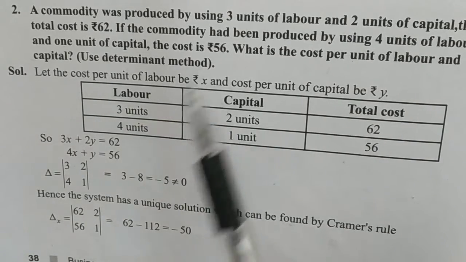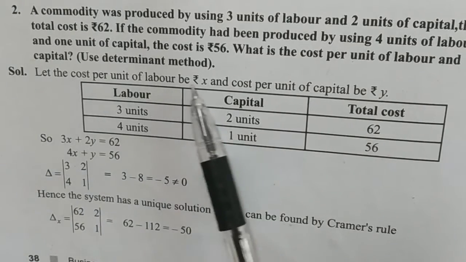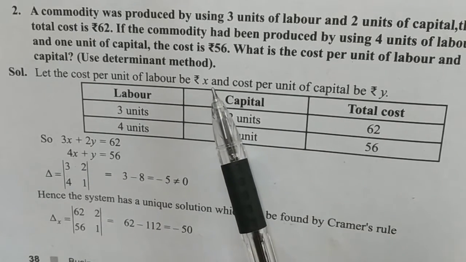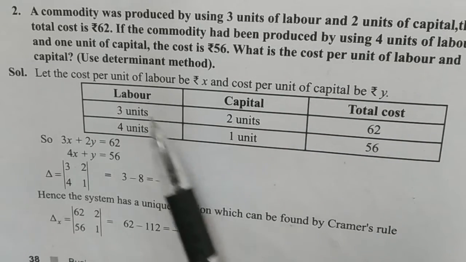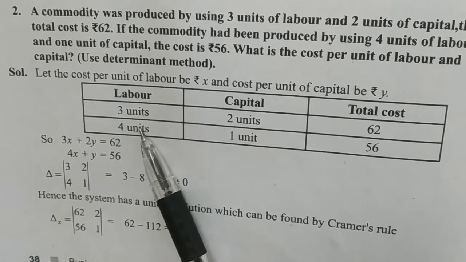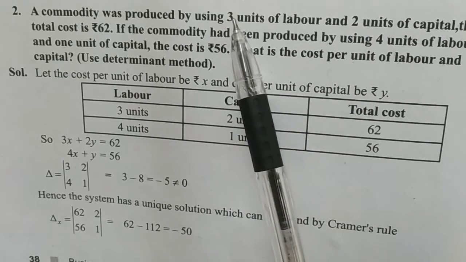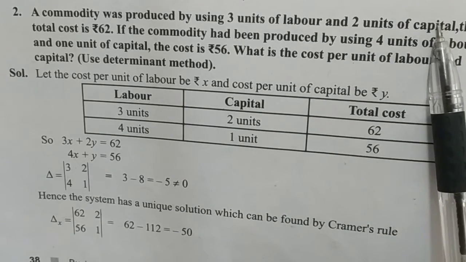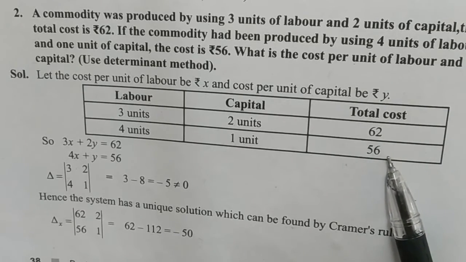So, solution. Let the cost per unit of labor be rupees x, and the cost per unit of capital be rupees y. How many units of labor are given here? 3 units and 4 units, and capital 2 units and 1 unit. All are given in the question: 3 units of labor and 2 units of capital. So the total cost is rupees 62 and 56.